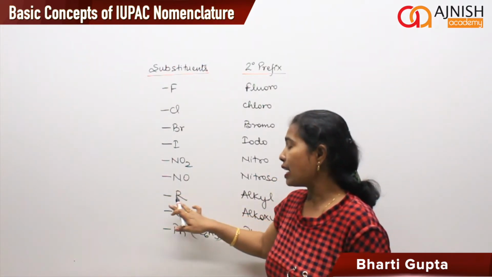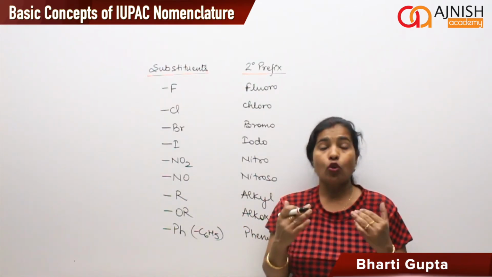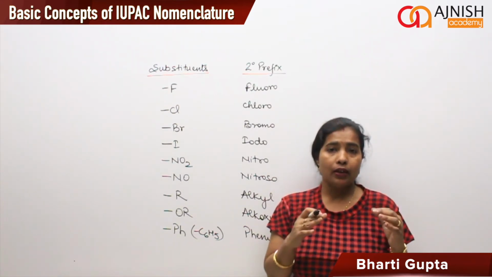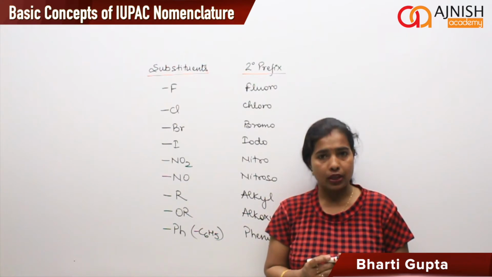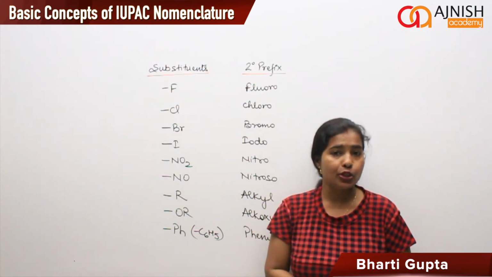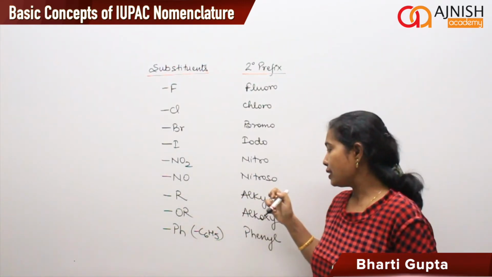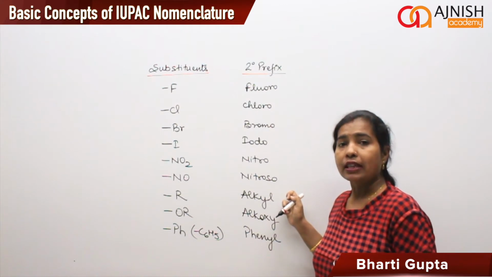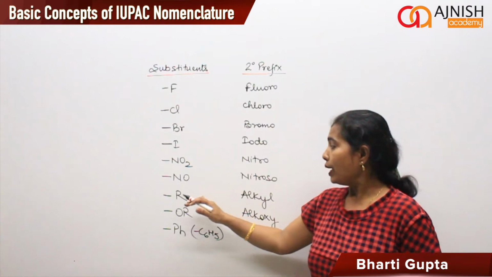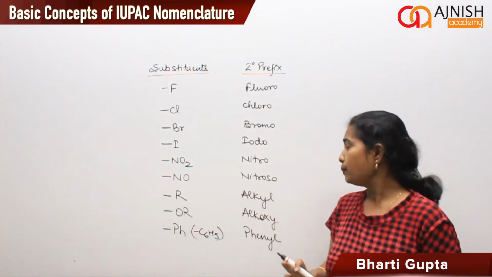R. R stands for the carbon chain which is not included in the parent chain. I have not told you yet the rules to decide the parent chain. When you learn how to decide the parent chain, the carbon chain which is not included in the parent chain is designated as R, and it is written as alkyl. I will make a separate video on nomenclature of different alkyl groups. So, any carbon chain which is not included in the parent chain is called alkyl.